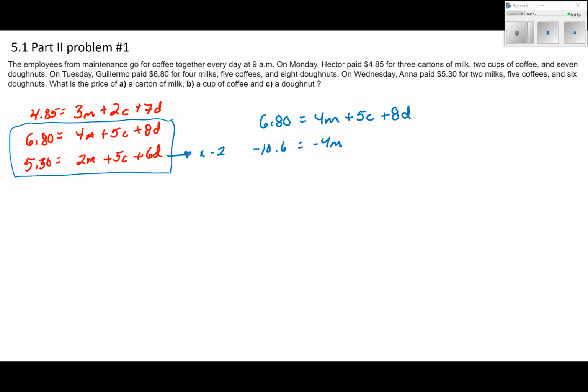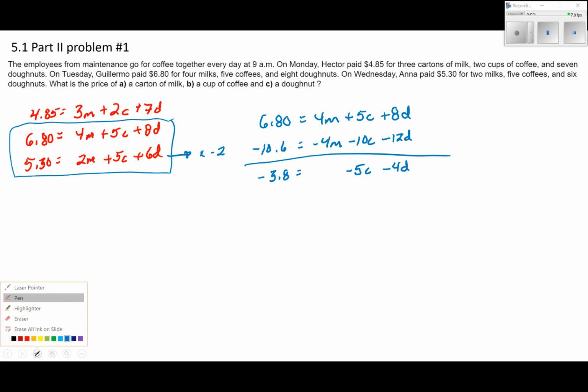So my M is going to be eliminated. Minus 10C minus 12D. And you can choose any variable you want to eliminate. I chose M, but you could have multiplied to eliminate C or D. So we add to eliminate. So this would be a -3.8 equals, now my M's go to 0, so this is just -5C minus 4D. So now we have one equation with just 2 unknowns.